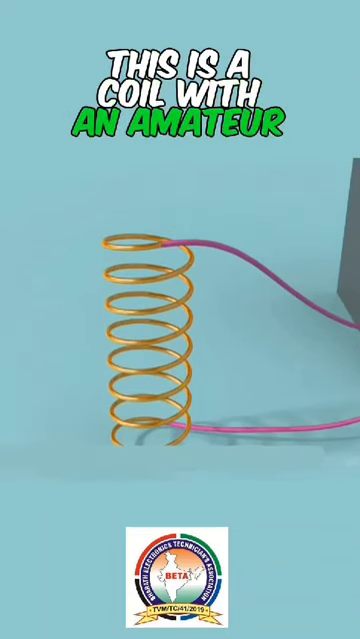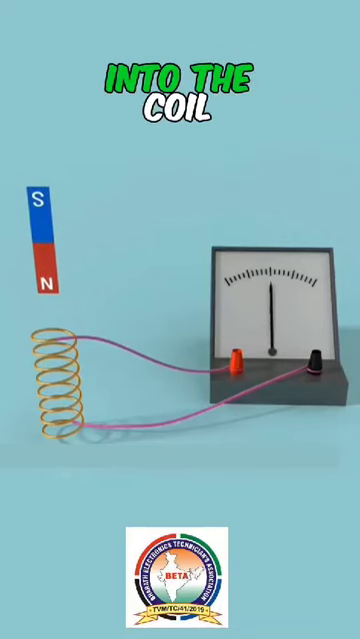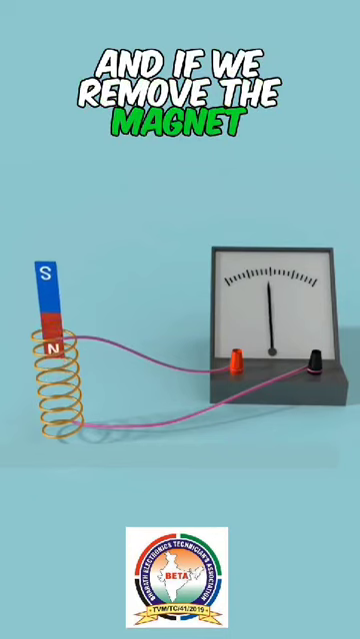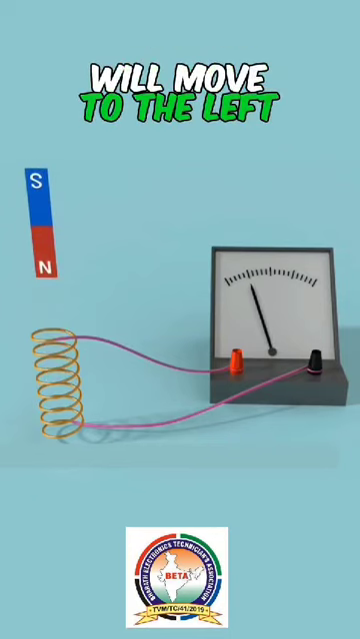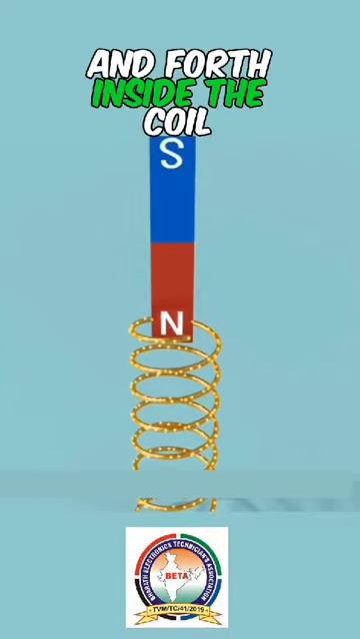This is a coil with an ammeter attached to both ends of the coil. When we insert a bar magnet into the coil, the needle of the ammeter will move to the right, and if we remove the magnet, the needle of the ammeter will move to the left. In other words, a current is generated when the magnet moves back and forth inside the coil.